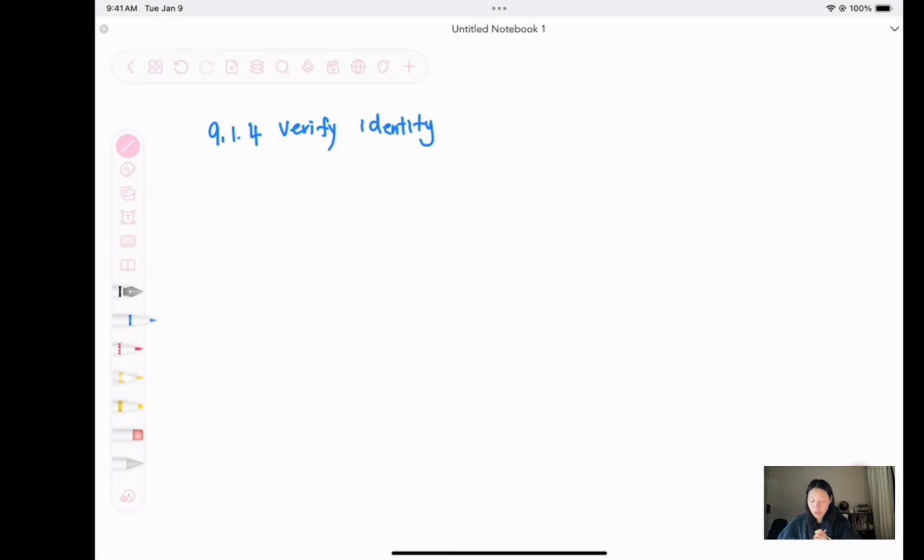Hello, in this video I want to talk about how to verify identities. One is tangent theta times cosine theta equals sine theta. The easy way to do it is we are trying to prove the left hand side equals the right hand side. Then we're done.